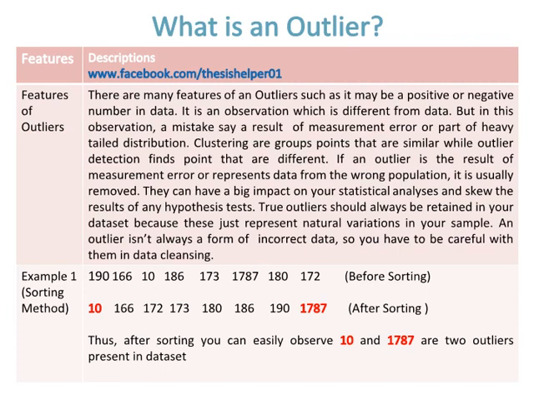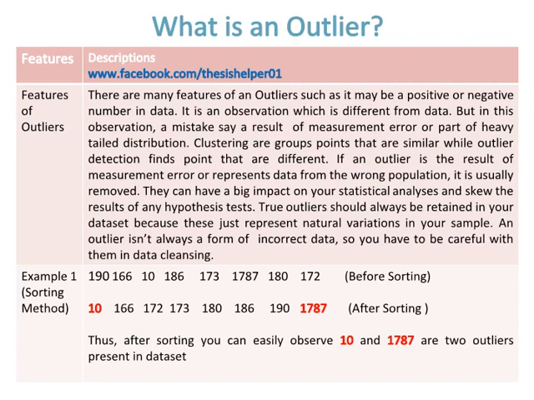They can have a big impact on your statistical analyses and skew the results of any hypothesis tests. True outliers should always be retained in your dataset because these just represent natural variations in your sample. An outlier isn't always a form of incorrect data, so you have to be careful with them in data cleansing.